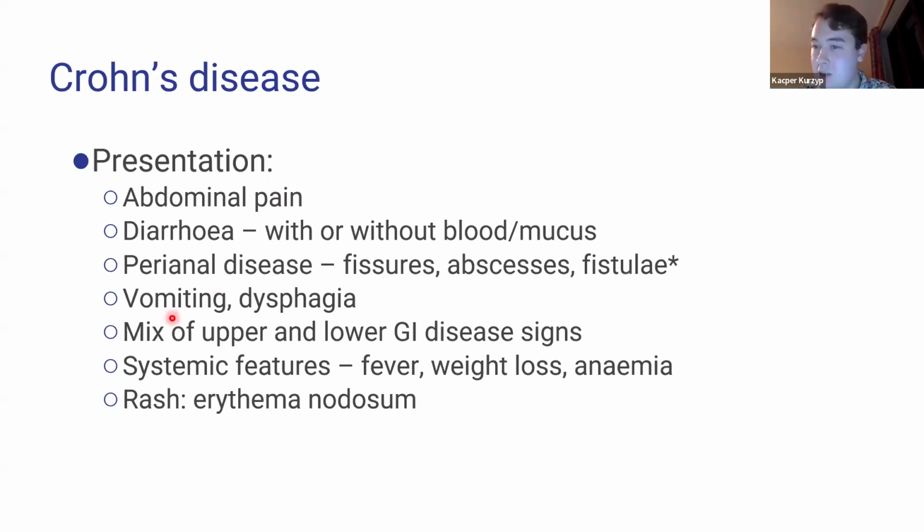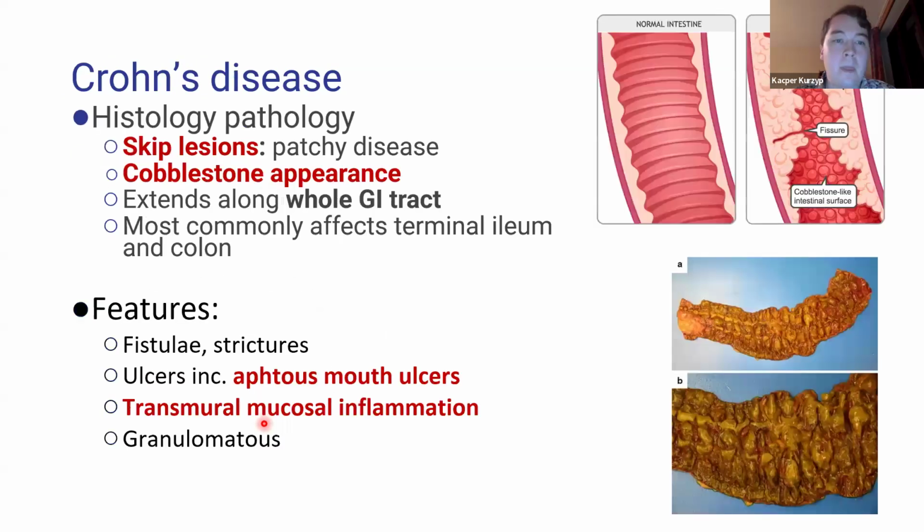You can see vomiting and dysphagia if the disease is in the upper GI tract. And in general, it's a mixture of the upper GI symptoms and lower GI disease signs. Now, it primarily affects the colon and in particular terminal ileum, so it will be more colonic signs. However, upper GI signs are indeed present. Now, systemically, the patient may be unwell with fever, weight loss, and anemia. Characteristically, there may be presence of a rash, known as erythema nodosum, so red, raised areas.